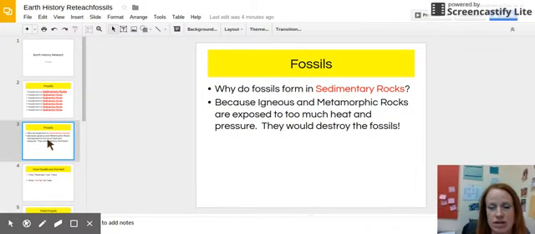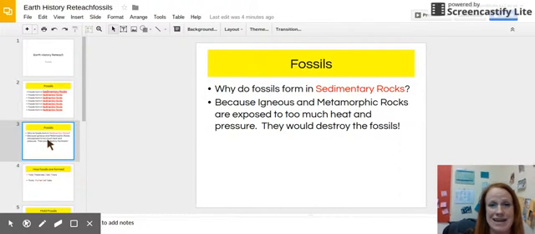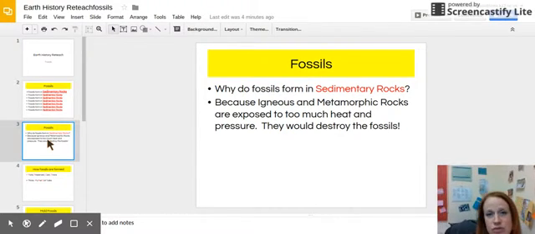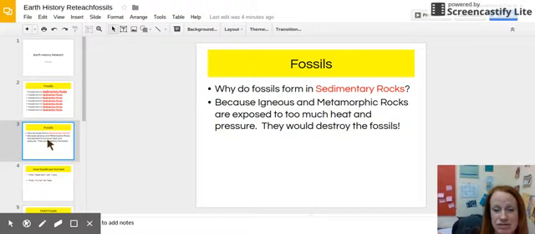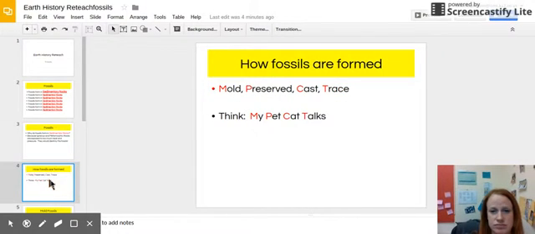Well, if we think back, we know that metamorphic rocks form from heat and pressure, and igneous rocks form when molten lava cools and hardens. So they have to be in sedimentary rocks because otherwise it would burn or crush the fossils.